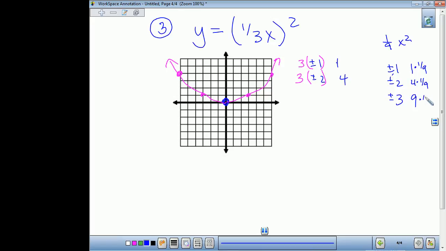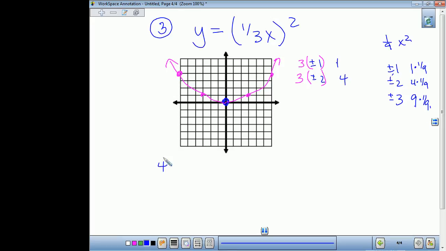What's 9 times a 1/9? 9 times a 1/9 is 1. So did I go 3, 1, 3, 1? So you see how either way you think about it, you get the same graph. But this one's actually easier to do as a horizontal stretch. The horizontal stretches are easier to do as a stretch than a vertical. Okay.